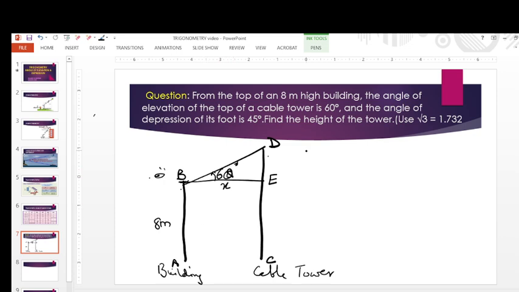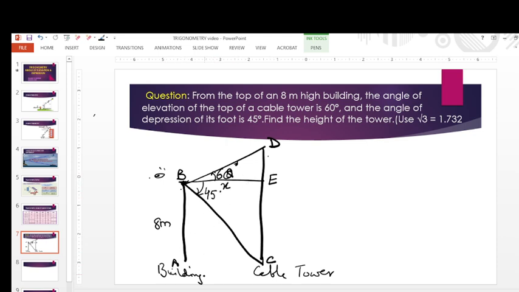Now, let's read the next line. And the angle of depression of its foot is 45 degrees. From the observer only, from the point B only, the angle to its foot is 45 degrees. So, angle of depression. So, it's looking down. Now, the observer is looking down at the foot. So, let's join it. And naturally, he's looking down from the horizontal line. This is the angle of depression, and this is 45 degrees.